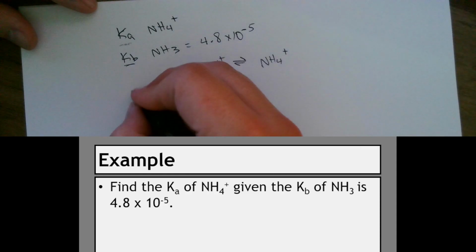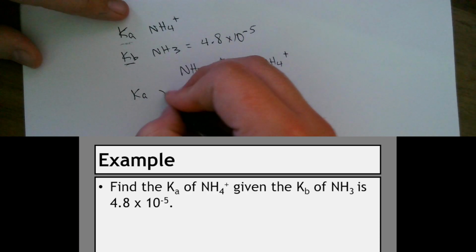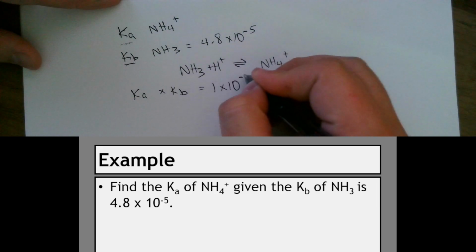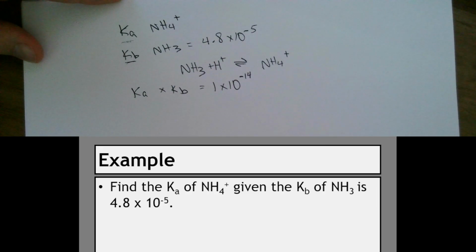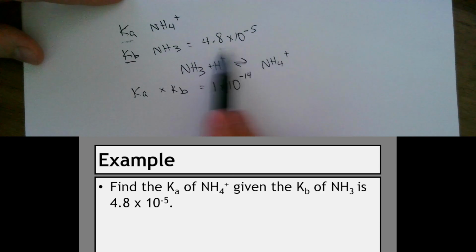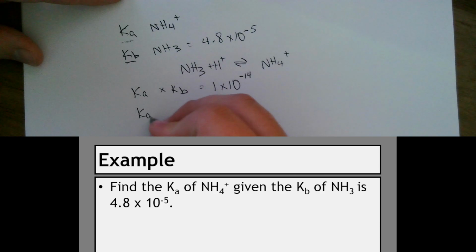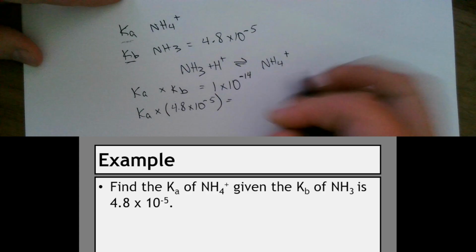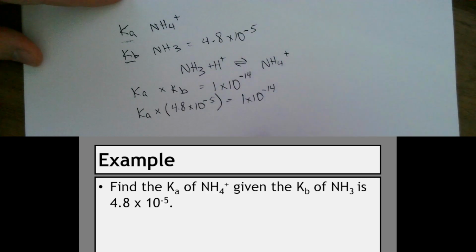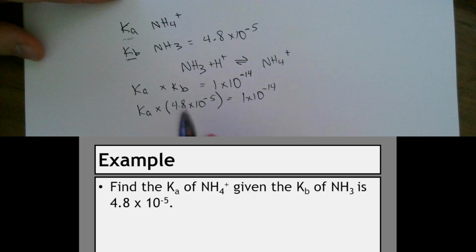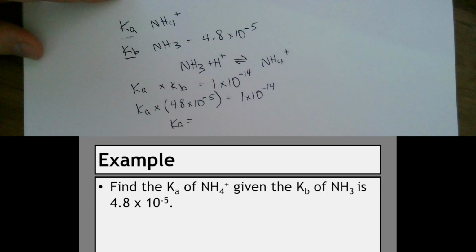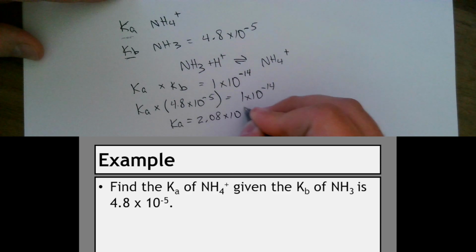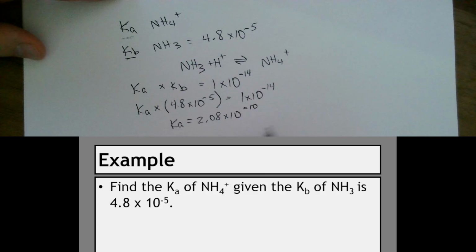What that means is the Ka of NH4 times the Kb of NH3 equals that magic number, 1 times 10 to the minus 14th power. So I know the Kb of NH3 is 4.8 times 10 to the minus 5. I'm just going to plug that in. Times Ka equals 1 times 10 to the minus 14th still. And now I just solve for Ka. Divide by this to get Ka is equal to 2.08 times 10 to the minus 10.